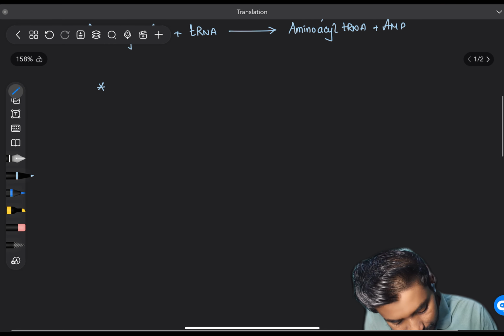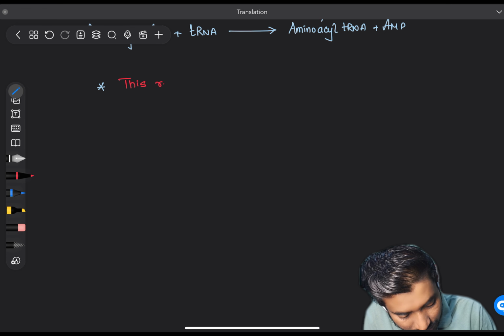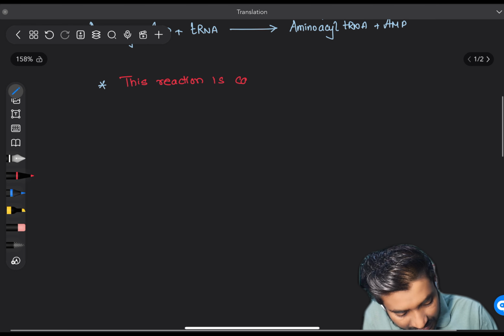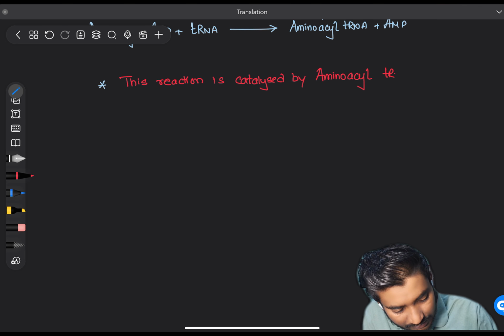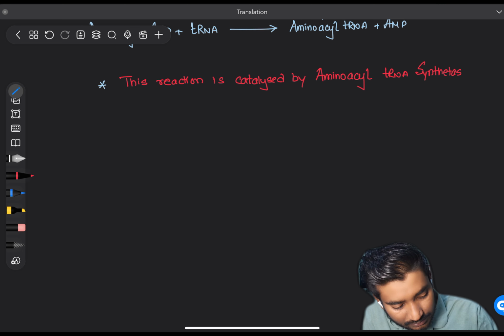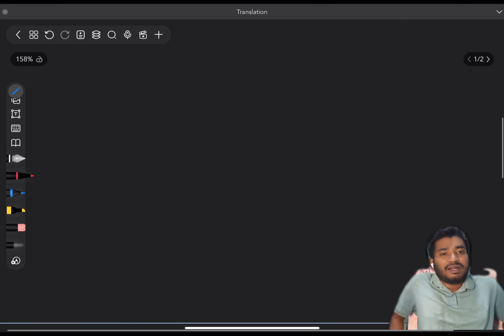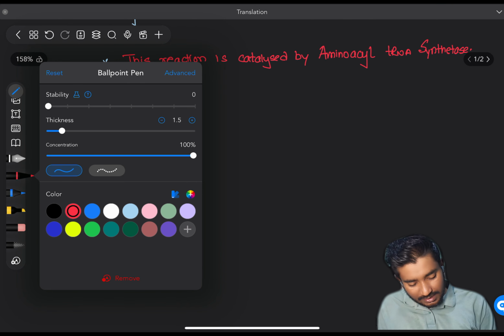So write it. This reaction is catalyzed by aminoacyl tRNA synthetase. So now come to the next part, that is the initiation.